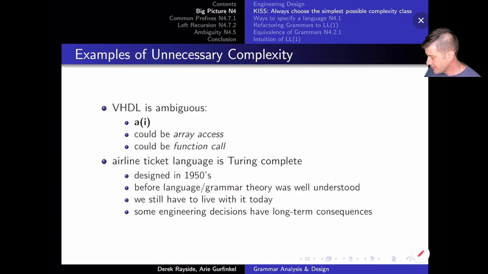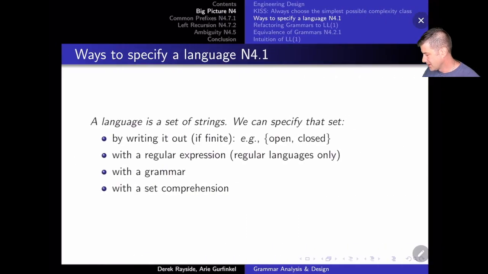So it's important to keep things as simple as possible. Understand the theory and pick the easiest possible grammar whenever you need one. Okay, so this is a preamble of why we care about these things.